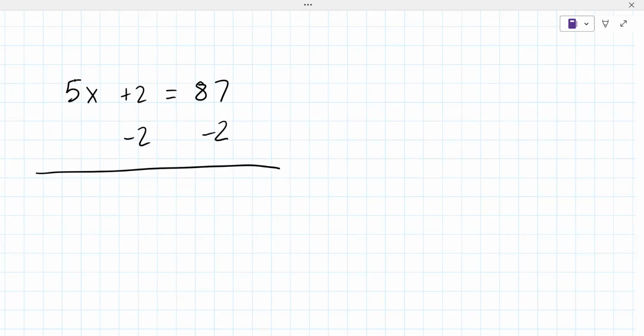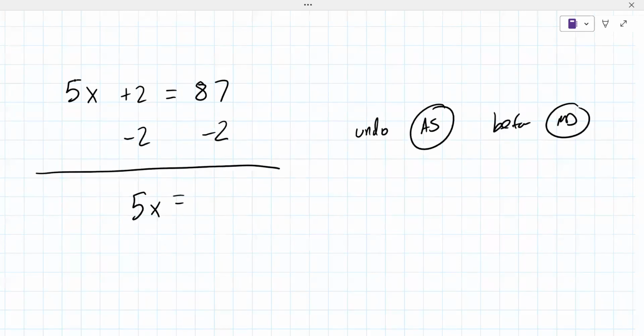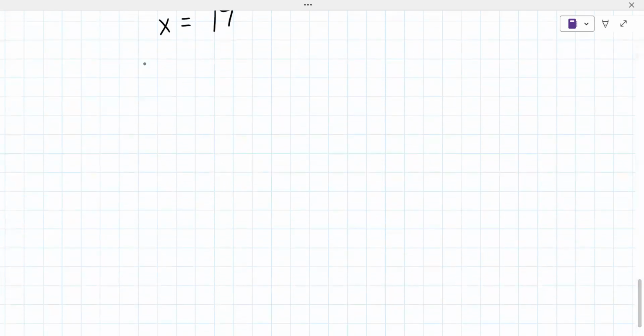Because it has an addition on it, so you need to subtract it. You undo addition and subtraction before multiplication and division. Okay, now what is the next step to solving this? Divide both sides by 5. So x equals 17. Okay. So here's the next problem we did in the previous lesson. Tell me what to do first to solve for x.